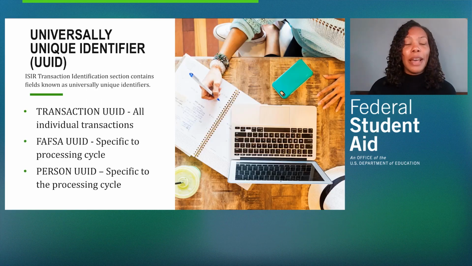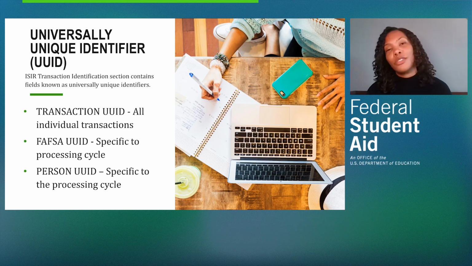So the universally unique identifiers, or the UUIDs, are ISIR transaction identifiers, and you have three versions of it. You have a transaction UUID, which covers all the individual ISIR transactions for that student. And as you know, a student can have ISIR transaction 1, 2, 3, 4, 5, and so on on one FAFSA for one award year. Then you have the FAFSA UUID, which is specific to the processing cycle. So one student, for example, Kira, will have a FAFSA UUID for her 24-25 FAFSA, and then she'll have a FAFSA UUID for her 25-26 FAFSA, and so on and so on.